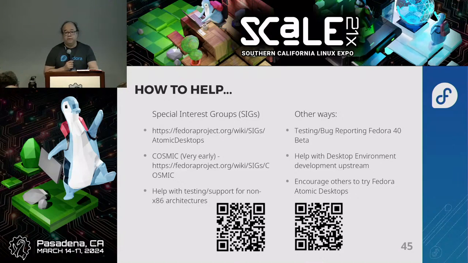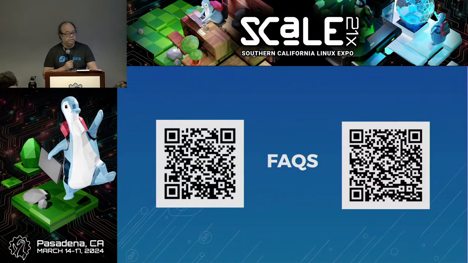Other ways are testing or bug reporting. Anytime you find any type of defects, we could always use a hand in identifying those, so that we can improve the experience for others. And also helping with the desktop environment development system upstream. And finally, encourage others to try the various atomic desktops. Remember, you're not limited to just one or two of these. There are very many choices, because we know that everybody works in different types of environments and needs to provide solutions.